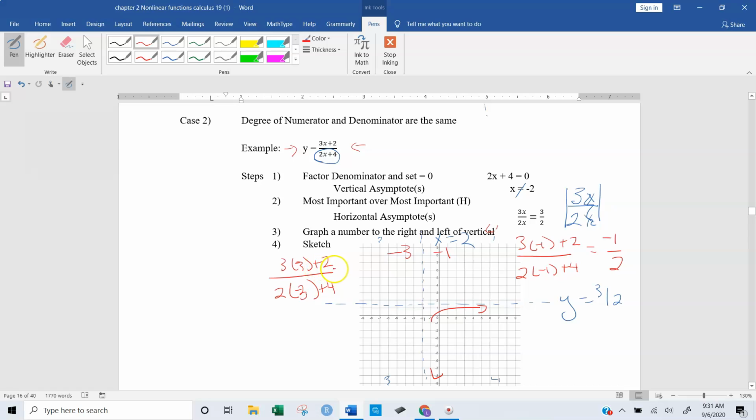So we have -9 plus 2, which is -7. -6 plus 4, which is -2. This is a positive, so a positive 3.5. So I go -3 up to 3.5. And now that's above the asymptote. So I approach, but do not touch. And that's how to graph a rational expression.